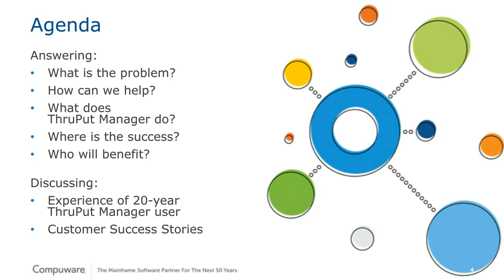So today we have an agenda that starts with answering several questions about throughput, what problems it addresses, how it works, and so forth. And I have with me Kelly, who will introduce himself a little bit later. Kelly's been with Compuware just a short time, but he has 20 years of experience as a throughput user. He'll go through how throughput works, and he will also go through some customer success stories and give you an idea of how it's helped some of our customers. So with that, we'll get started.